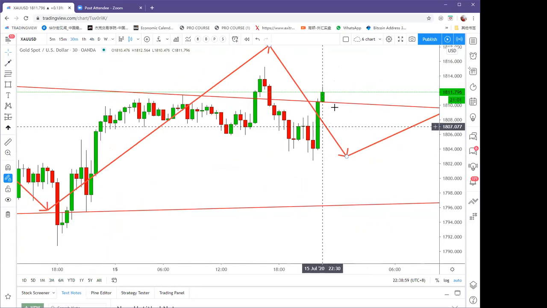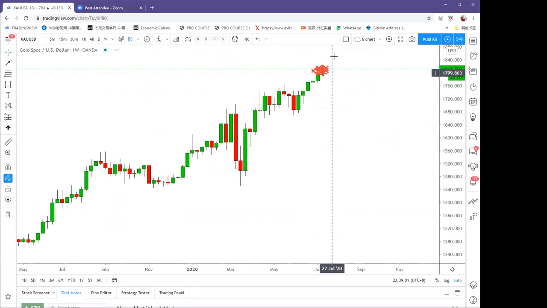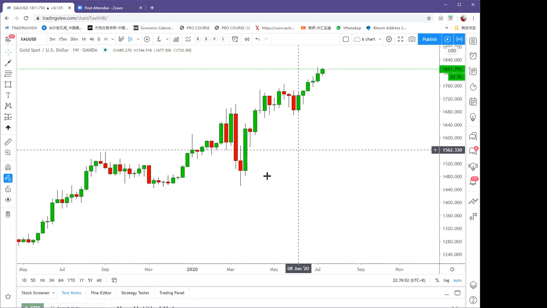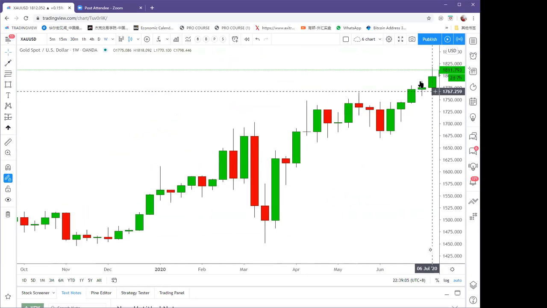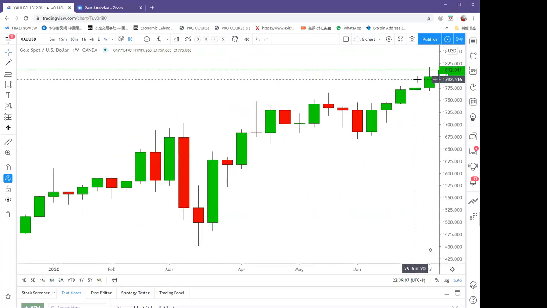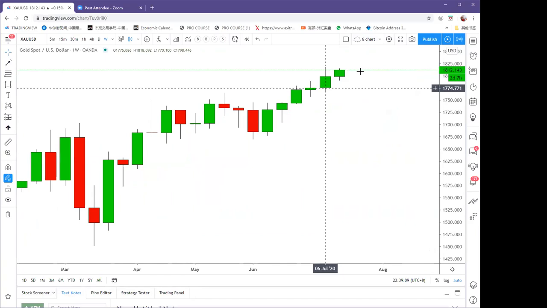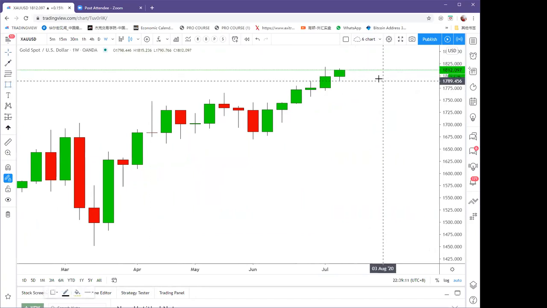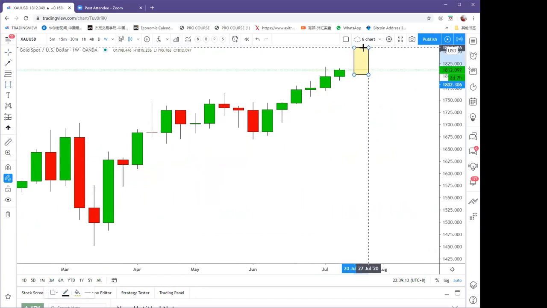Do not sell, because the weekly chart of gold is still very bullish. Last week is a new candle that breaks out to a new high. This week is an inside bar. So maybe there will be an inside bar breaking up in the weekly chart.